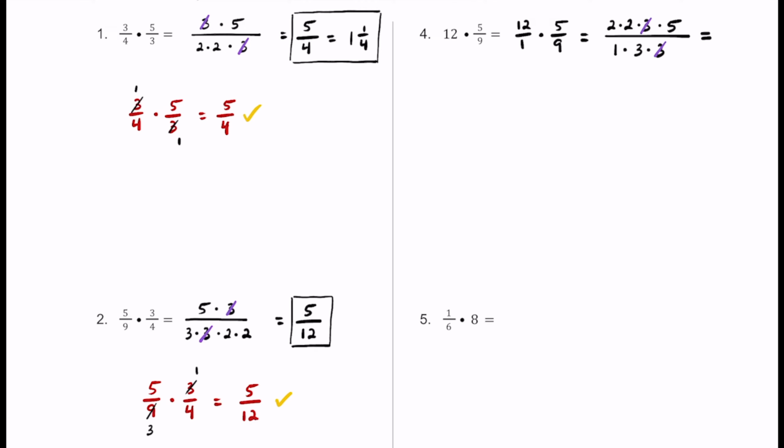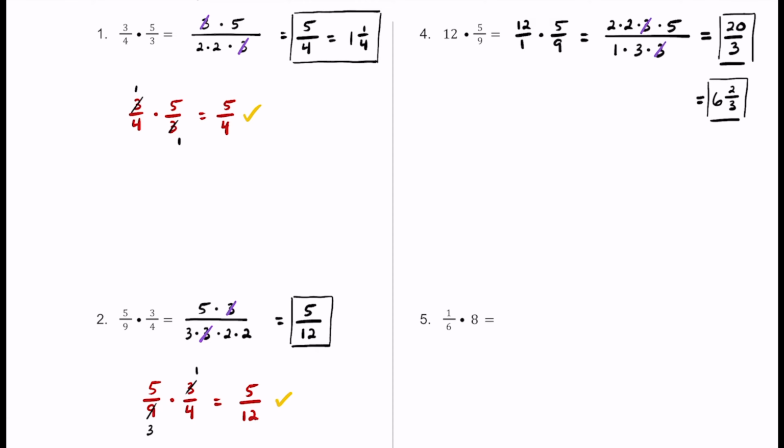So 2 times 2 is 4. 4 times 5 is 20. And on bottom, 1 times 3 is going to be 3. So this could be one way to write your answer, this 20/3. Now, if you want to write it as a mixed number, 3 fits into 20 6 times with 2 left over. So we can also write 6 2/3. So this is another way to write your answer.